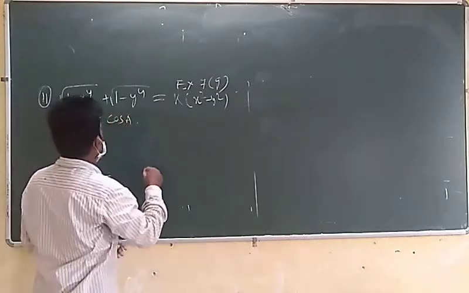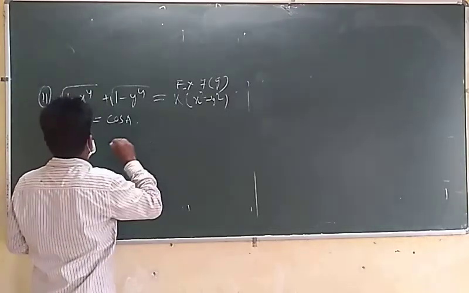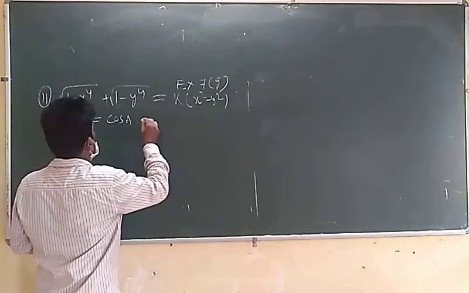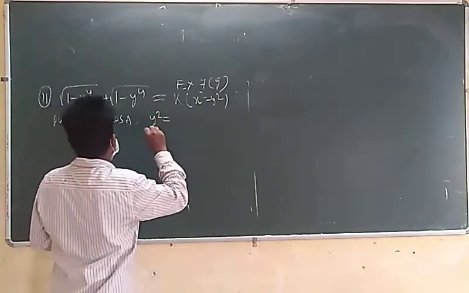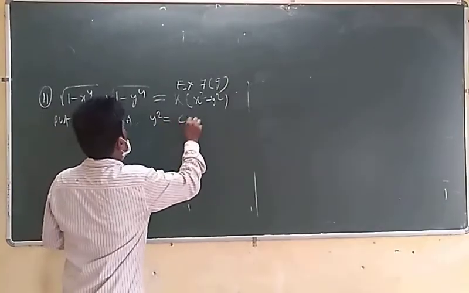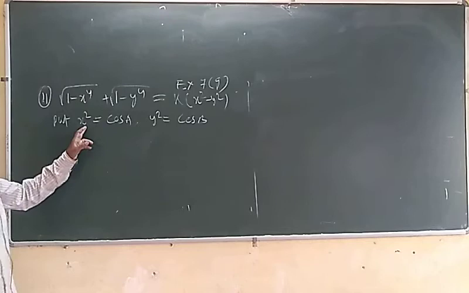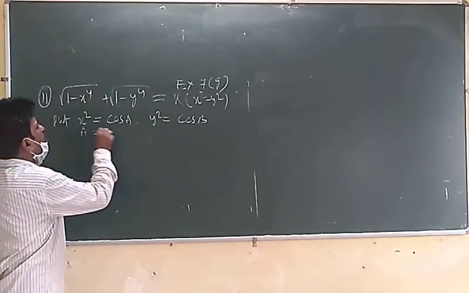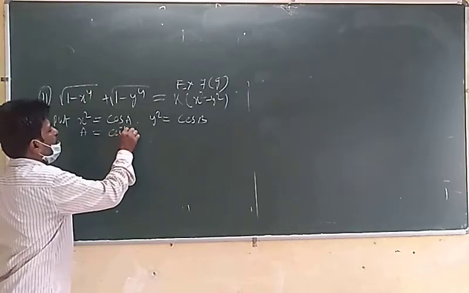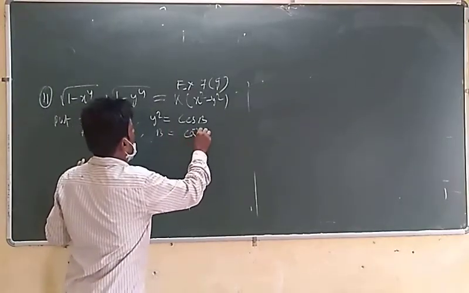And we are using the substitution method. I already told you in detail why cos a, not sin a, not tan a, or whatever it may be. So x square is equal to cos a and y square is equal to cos b. So a is equal to cos inverse x square and b is equal to cos inverse y square.